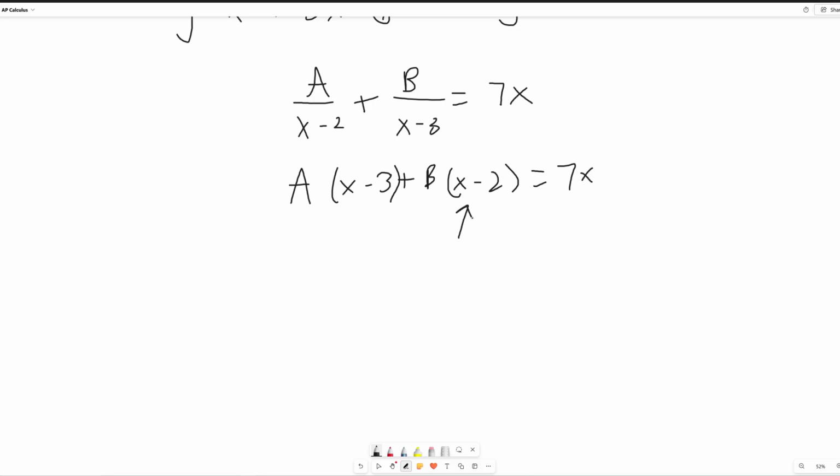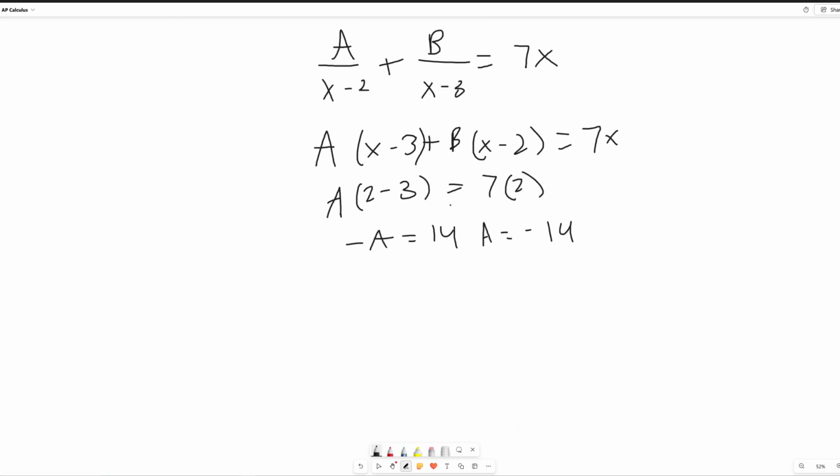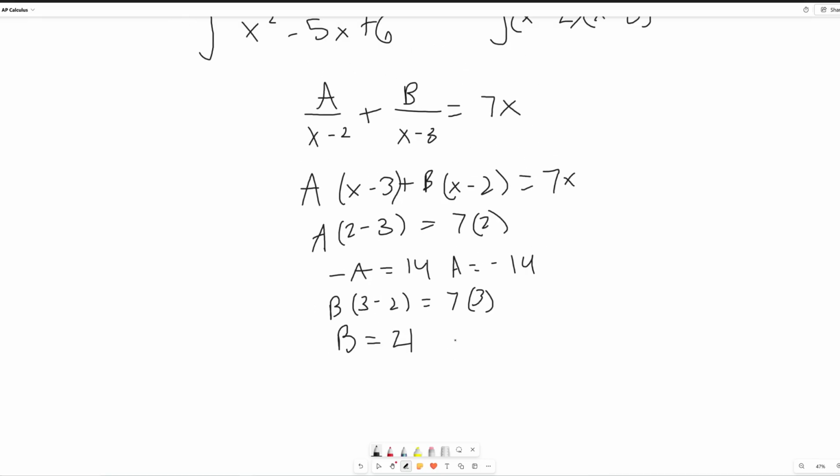If you sub in x equals 2, 2 minus 2 is 0. So this b goes away. So then we're going to have a times 2 minus 3 equals 7 times 2. Right? We just plugged in 2, which would cancel this out. Then we get negative a equals 14. So therefore a equals negative 14. All right, that's cool. Now we're going to plug in x equals 3. All right, that will cancel out this one. So b times 3 minus 2 equals 7 times 3. All right, b times 3 minus 2, which is 1. So b is just going to equal 21.